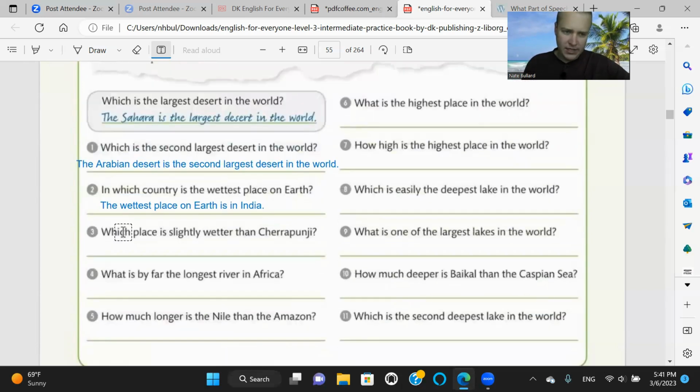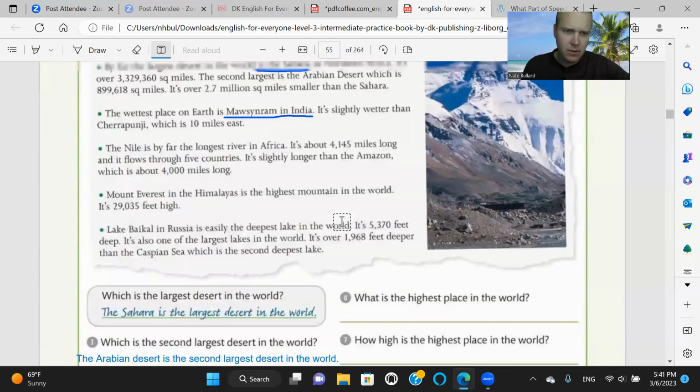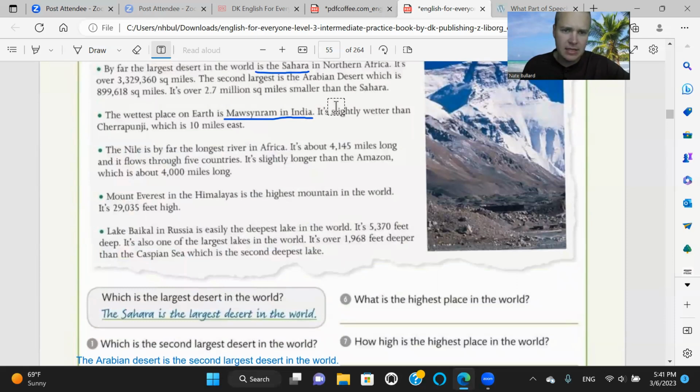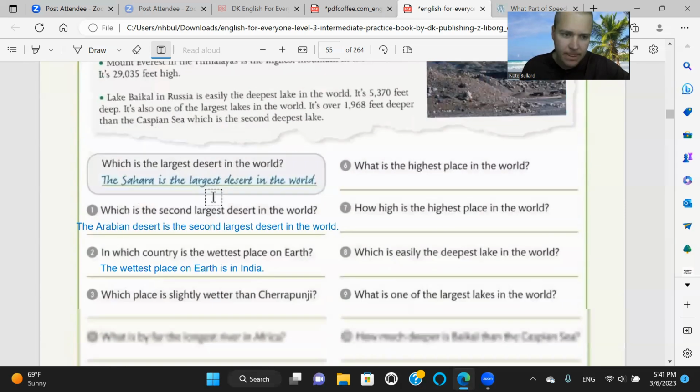Okay. Which place is slightly wetter than Cherrapunji? It's slightly wetter than Cherrapunji, which is 10 miles east. Okay. Mao Sinram.